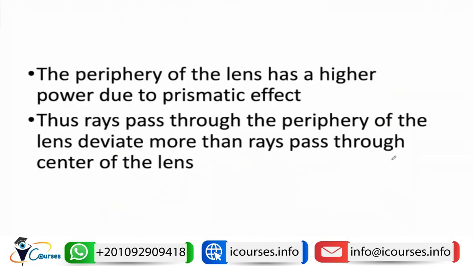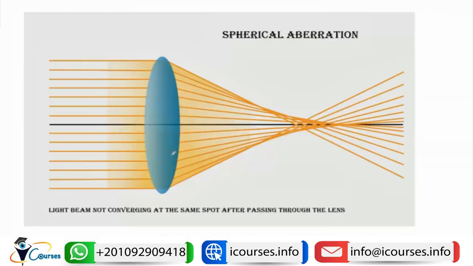So the periphery of the lens has a higher power due to the prismatic effect, and thus the rays passing through the periphery of the lens will deviate more than the light passing through the center of the lens, and this will lead to different foci. As you can see here, this is the axial and the paraxial rays. They will make a focus, and the periphery of the lens will make another focus, so there will be different foci, different from the center and the periphery, leading to light rays that will not come to a single focus.